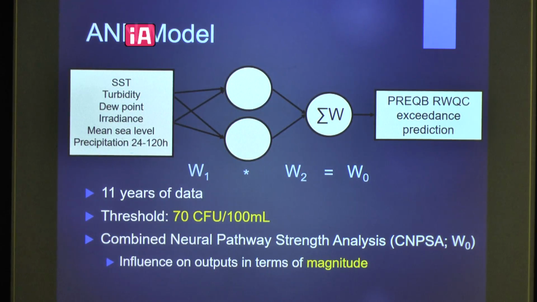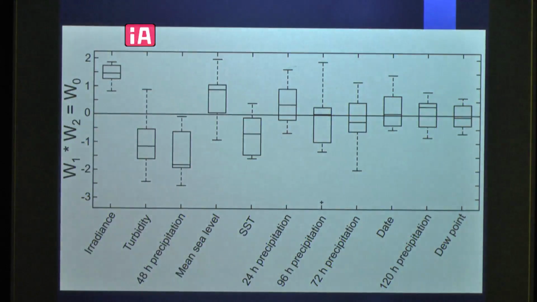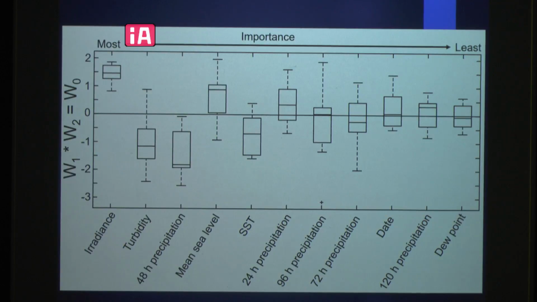Again, it's using the combined neural pathway strength analysis, where it's looking at the influence, in terms of the magnitude, of inputs towards outputs. The predictive capability was measured using the area under the curve. In terms of the main results of this model, we have all of our weights on the y-axis. The x-axis is, again, all of the input variables, which are organized from most influential to least influential to predict culturable enterococci for this location and time period.